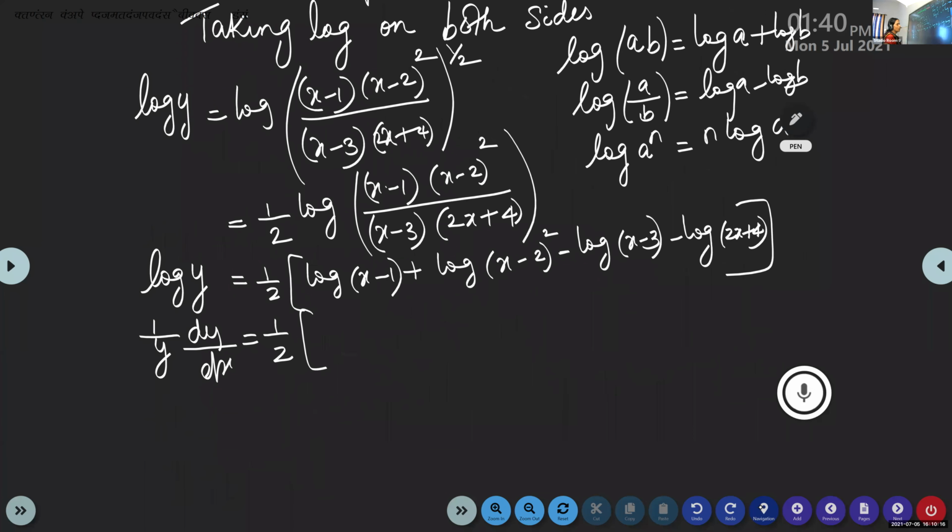What is the derivative of log of x minus 1? Michael, what is the derivative of log x? 1 by x. Okay. Therefore, what is the derivative of log of x minus 1? Yeah, 1 by x minus 1. It is 1 by x minus 1 plus.